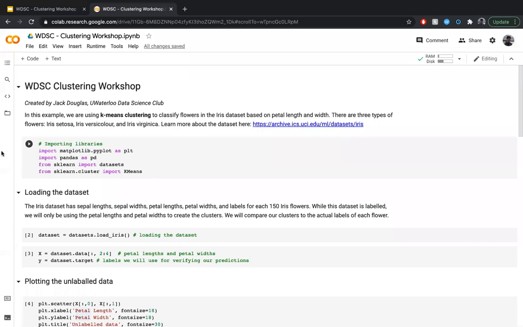We're importing 4 libraries: matplotlib to plot our data, pandas for dealing with the actual dataset and data frame, and sklearn for actually applying k-means. That's the algorithm we're going to be using.